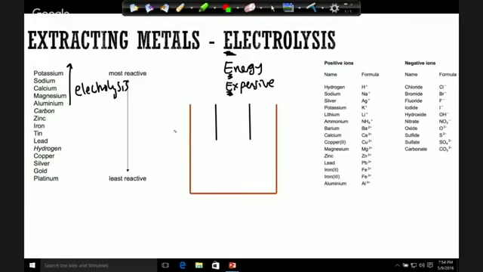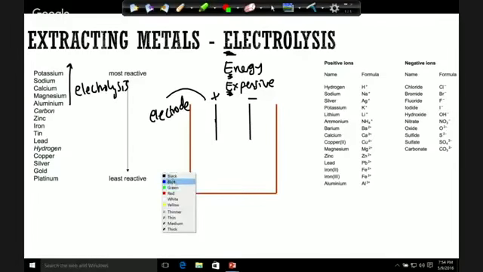So what happens in electrolysis then is the splitting up of a compound using electricity. In that process, you would have a circuit connected and you'd have two electrodes connected to your circuit. One would be positive and one would be negative.